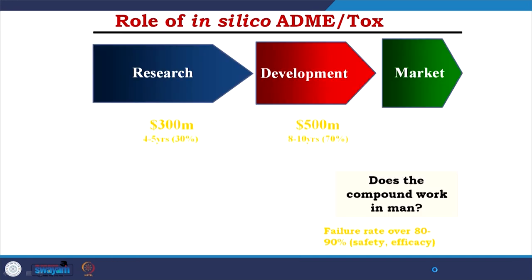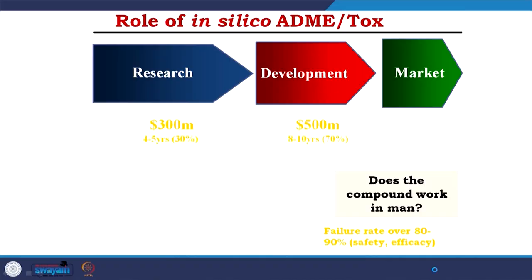And if you look at the role of ADMETox, and where the role of in silico comes in, which is the topic of today's discussion: you do research to find out the target. On average, US$300 million is spent on the research, and it takes 4 to 5 years. Then you go for development, $500 million, again 8 to 10 years. So, whatever you do here would not make any sense if the compound fails in development. So, the big question is, does the compound work in man? Because you have to put it in the human system, and the failure rate is over 80 to 90%, because you cannot kill or severely affect a person by giving a wrong drug.